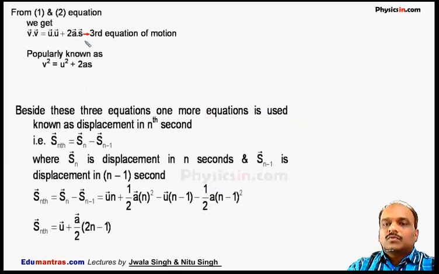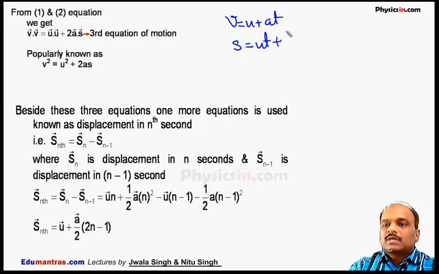Now from these two equations, V is equal to U plus AT and S is equal to UT plus half AT square, if we eliminate time, then I get an equation which is V dot V equal to U dot U plus twice A dot S. This is called the third equation of motion, which is also known as V square is equal to U square plus twice AS. This is the third equation of motion.